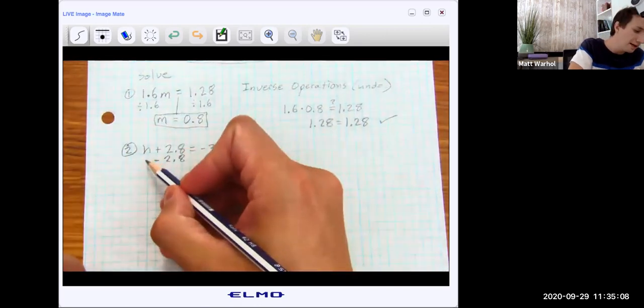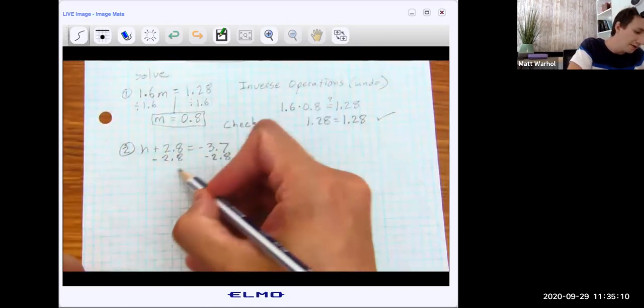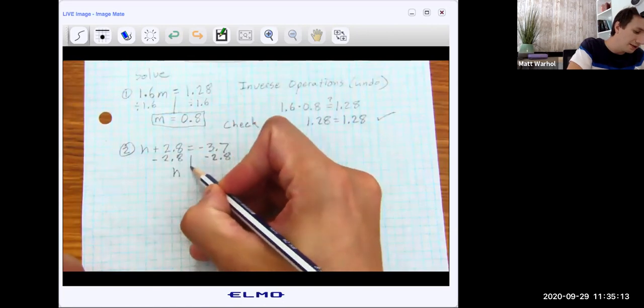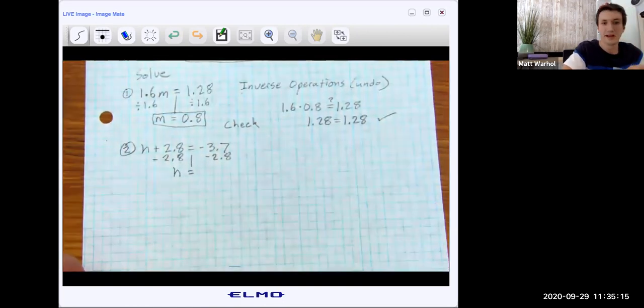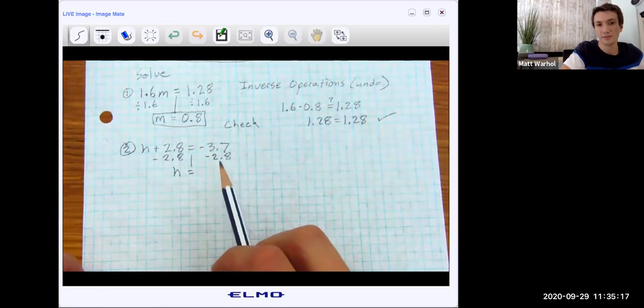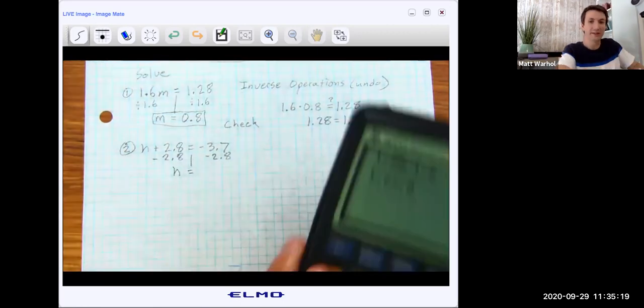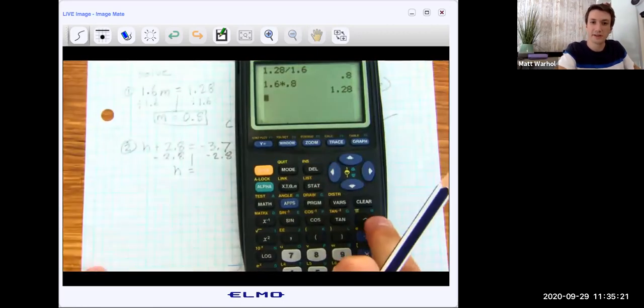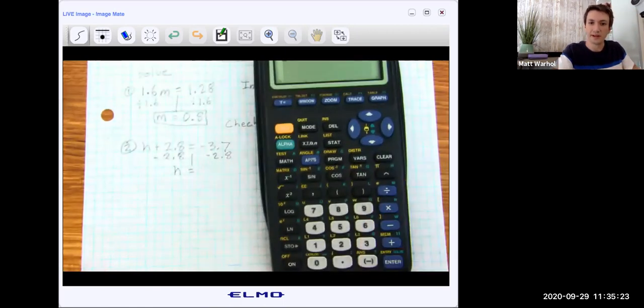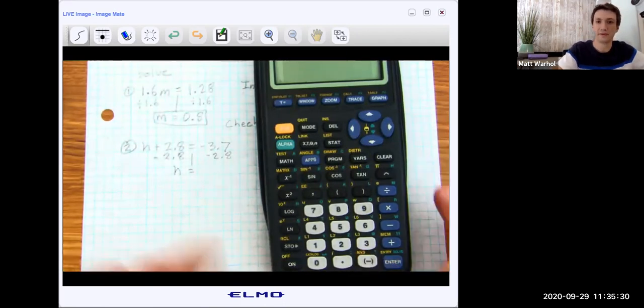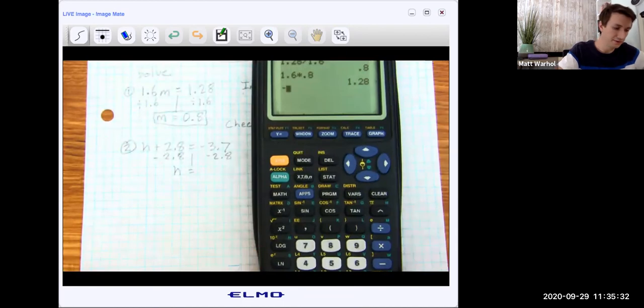So I bring down the h. I'm going to write it over here. And I'm going to bring down my equal sign. And now all I need to do is negative 3.7 minus 2.8. On my calculator here, the way I get to negatives is by this button down here at the very bottom. So what I do is I type negative, and see there it is, 3.7 minus 2.8 is negative 6.5.